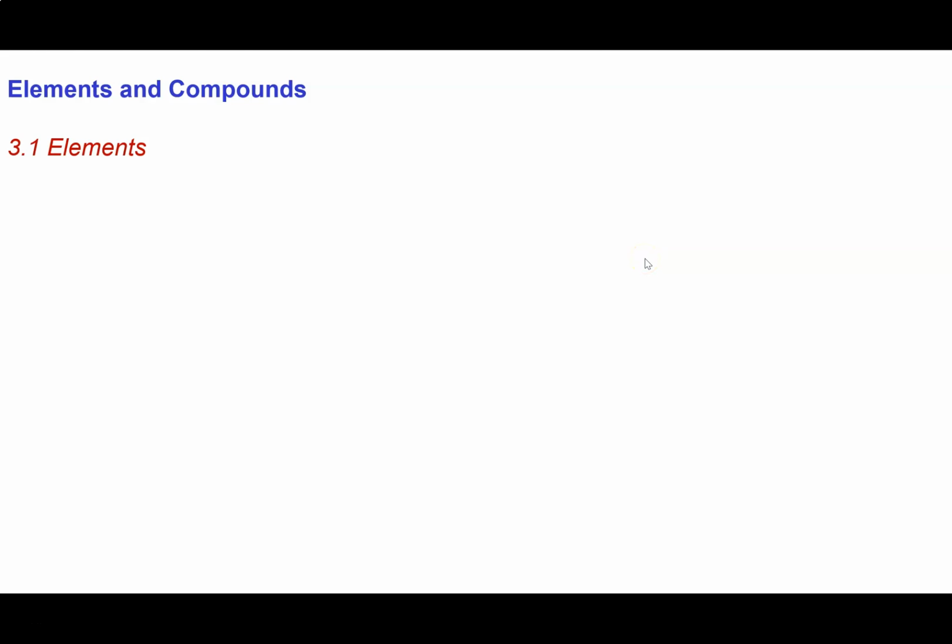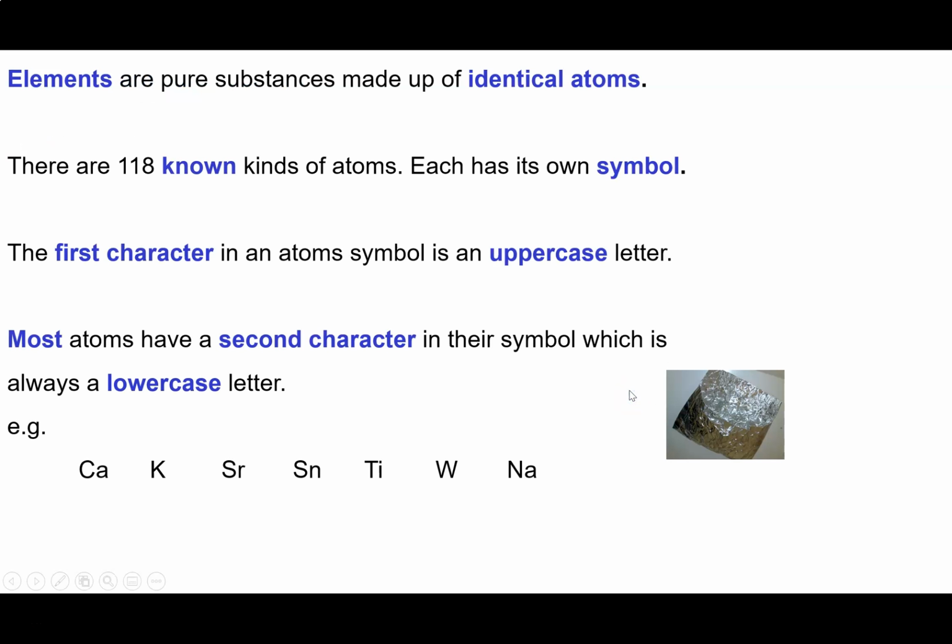So in chapter 3, we start looking at some of the basic characteristics of elements and compounds, and we're going to begin by looking at the elements. So, elements are pure substances that are made up of identical atoms. So in a sample of an element, there's only one type of atom present. There are 118 known kinds of atoms.